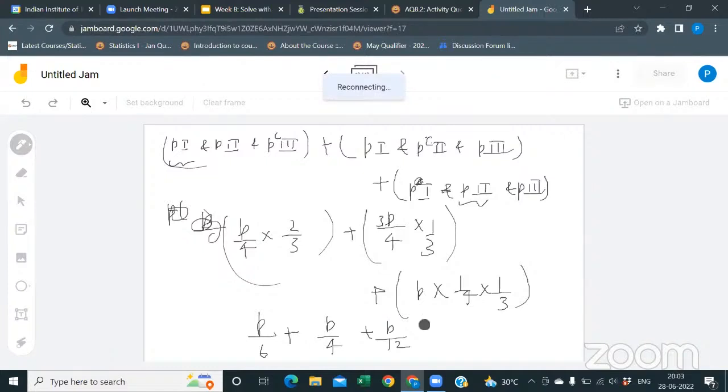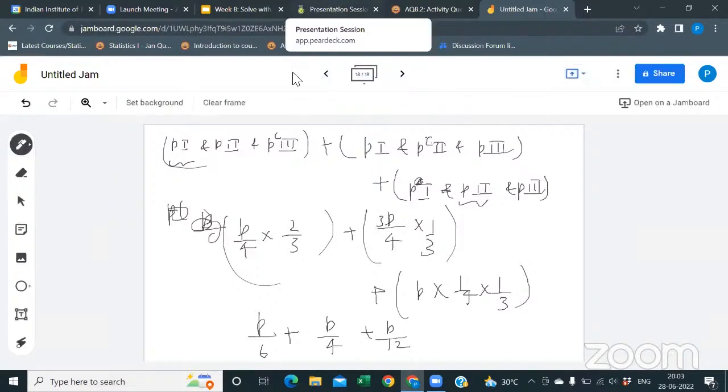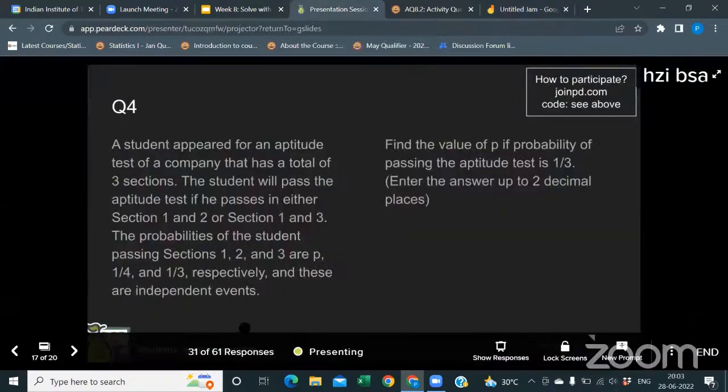Please proceed. Go ahead. One is 2p by 12, second is 3p by 12, and the third is p by 12. So total is 6p by 12, which is p by 2, and that is p. It will be p by 2, and you equate it as 1 by 3, right? So I got 2 by 3.